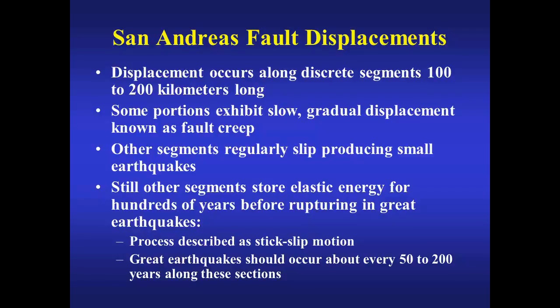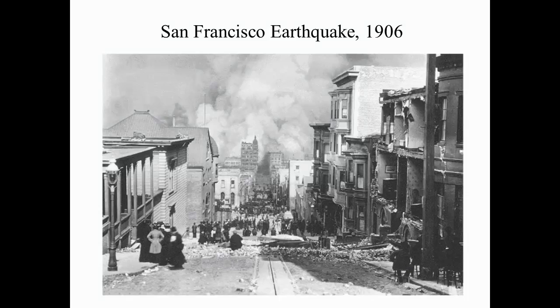This overall process is described as stick-slip motion, and it's predicted that the great earthquake should occur about every 50 to 200 years along these particular sections. As, for example, occurred along the San Francisco earthquake back in 1906.